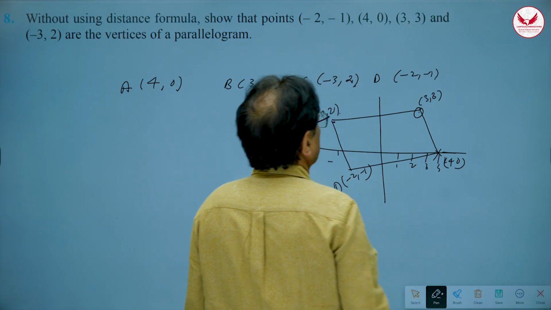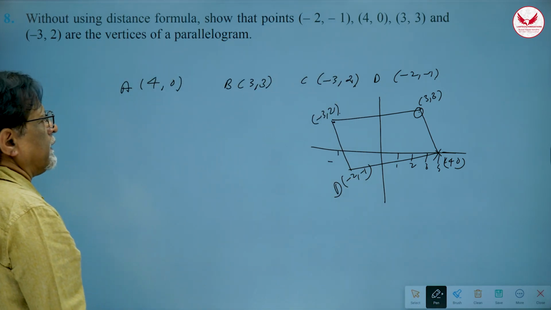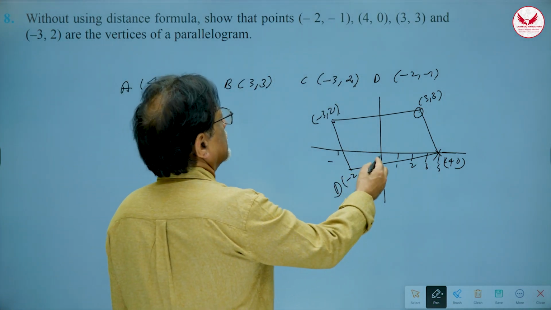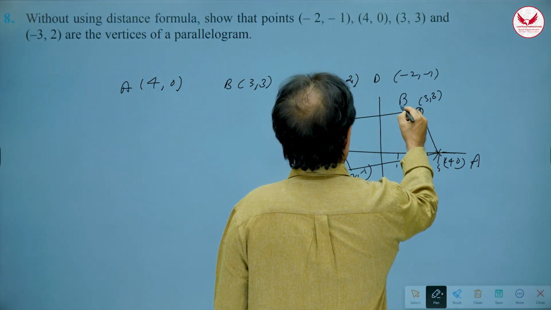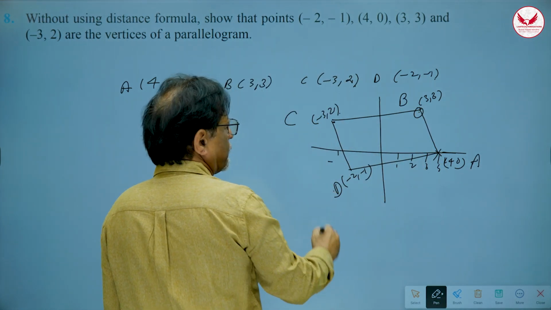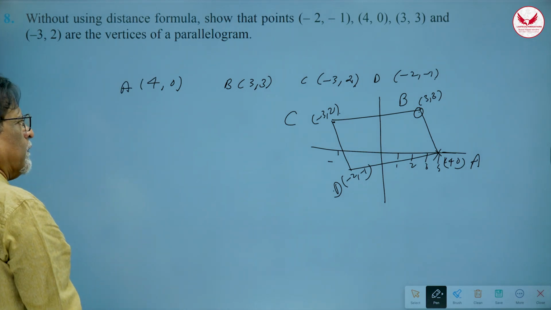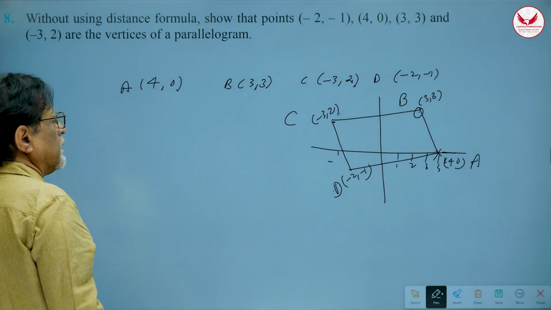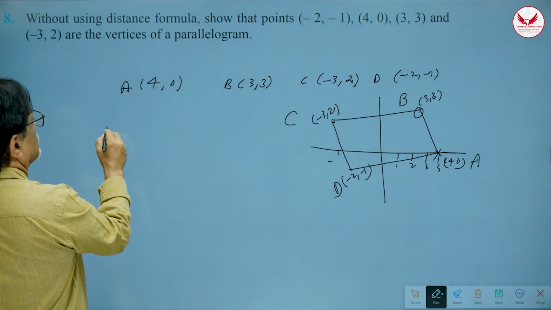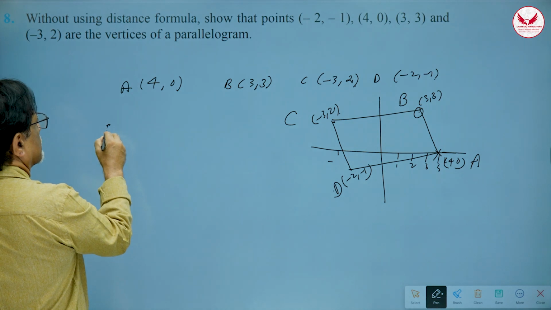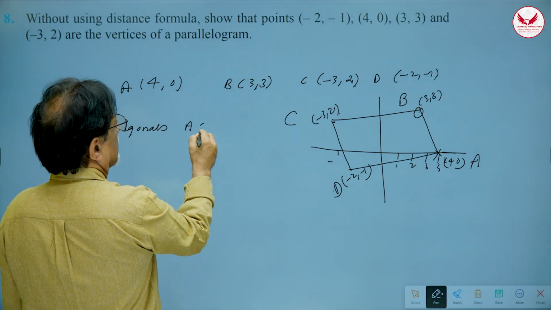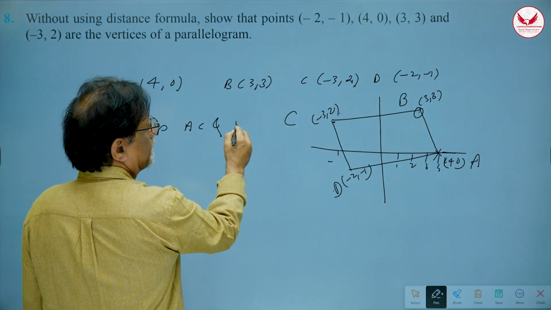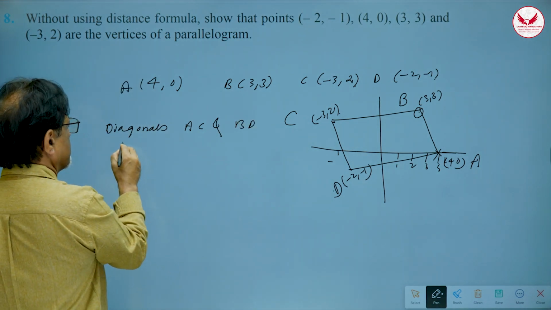Correct? So therefore, if I want to prove that they form a parallelogram, this point we have called A. This is B. This is C. And this is D. Now, if they form a parallelogram, then their diagonals will bisect each other. So, diagonals AC and BD bisect each other.